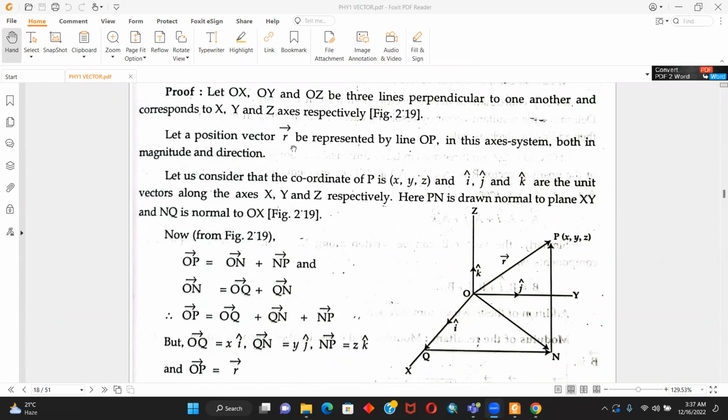Now they have considered a vector R to be represented by the line OP. This is the position vector, or you could call it a radius vector as well. The coordinates of this point P are X, Y, and Z: X coordinate is X, Y coordinate is Y, and Z coordinate is Z. I, J, K are the unit vectors along the axes X, Y, and Z respectively. And here PN is drawn normal to the plane XY.